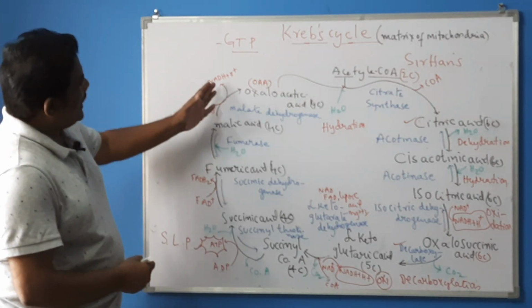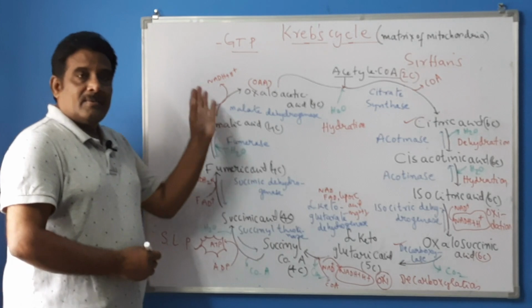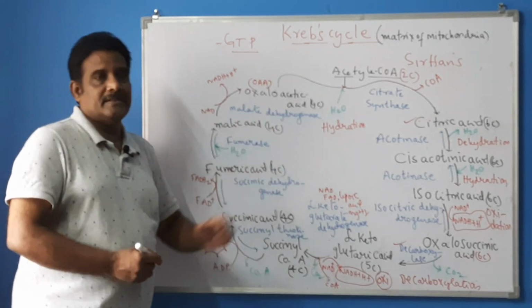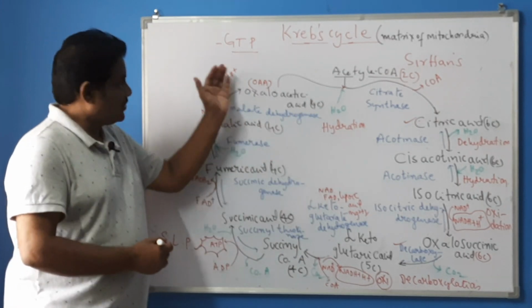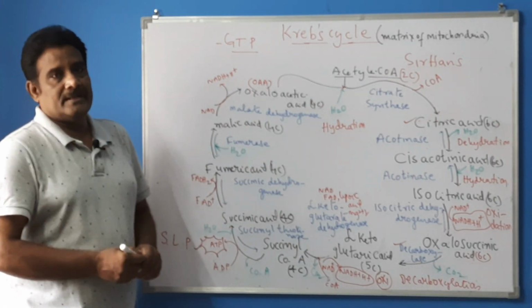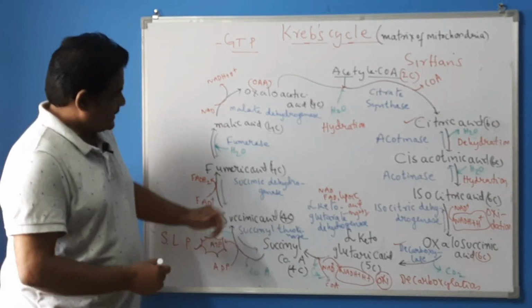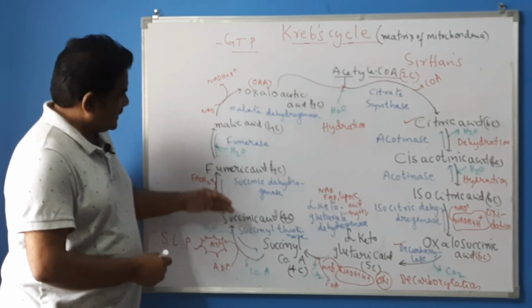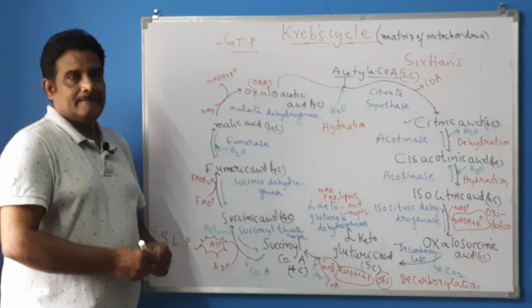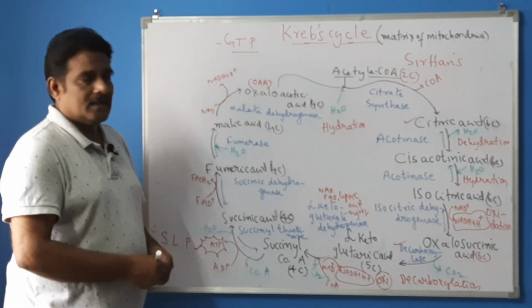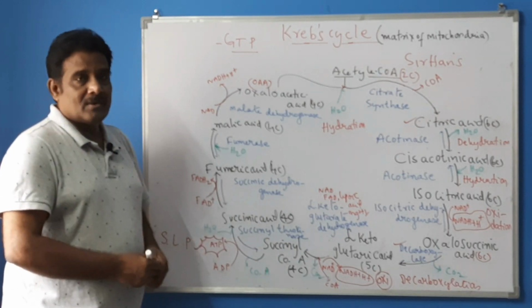In other steps, energy is released in the form of NADH plus H plus and FADH2, so indirectly energy is stored there. But here energy is released directly, so it is substrate level phosphorylation. Then the succinic acid which is formed here is converted into fumaric acid. Fumaric acid is also a 4-carbon compound. There is no change in the number of carbons, and no carbon dioxide is released in this process.